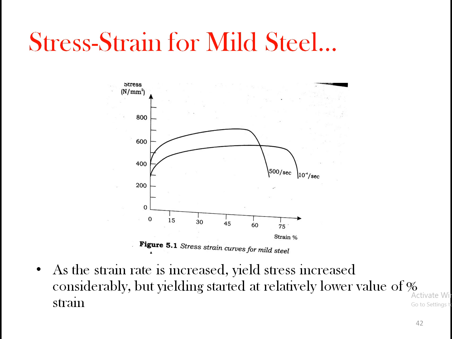Per second, when the strain rate was increased to 500, from 10 raised to minus 4. Okay, so it was seen that the yield stress increased considerably. You can see the yield stress somewhere here is increased considerably to somewhere here. But there is an interesting thing: yielding started at a relatively lower value of percentage of strain. The yielding is starting before that particular value of strain, right?